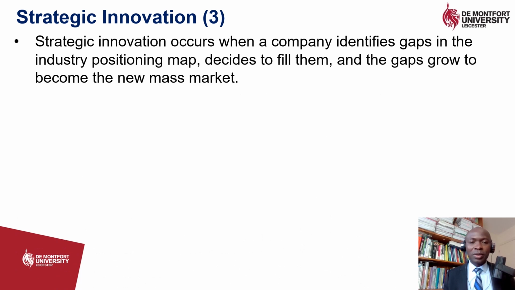So strategic innovation occurs when a company identifies gaps in the market or within the industry positioning map, decides to fill those gaps, and then the gap grows to become the new mass market. So that is the way it happens.